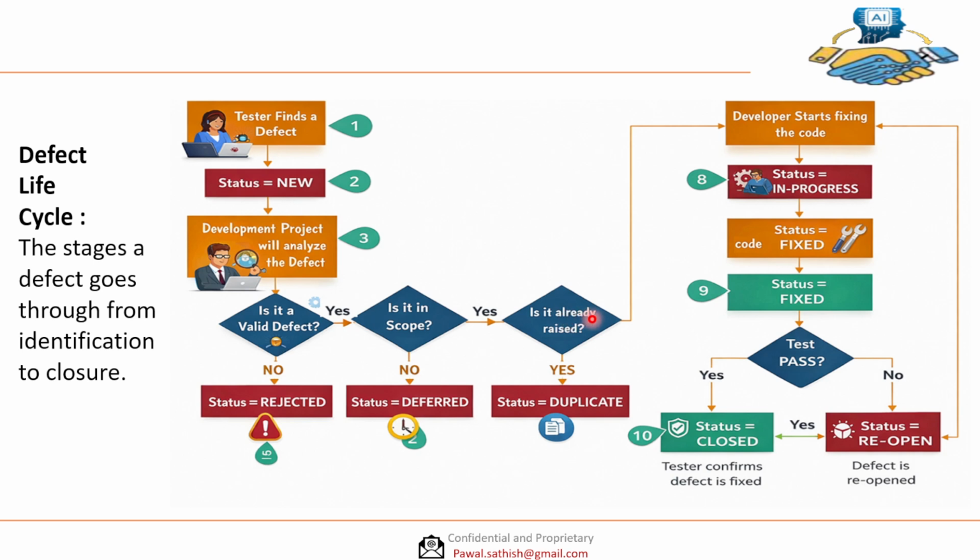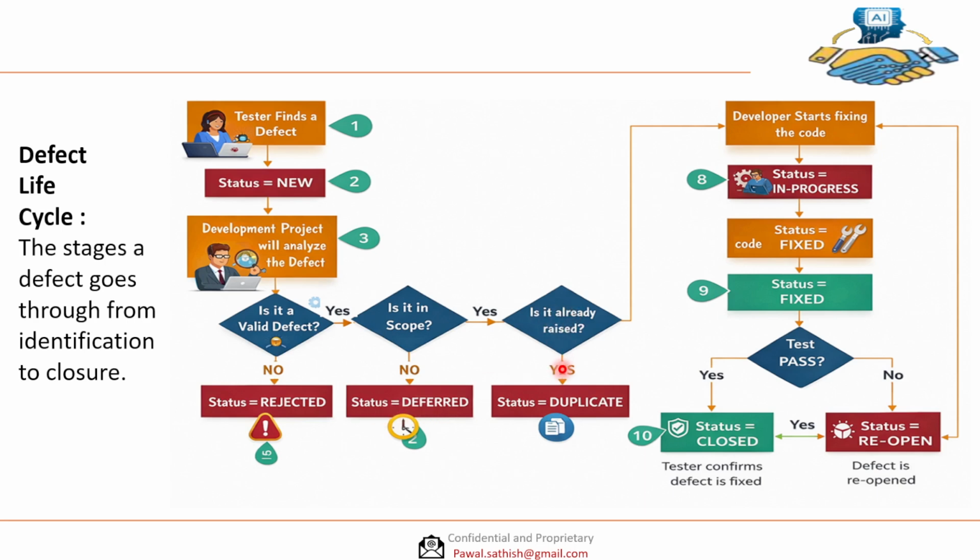If the answer is no, then it's assigned to the dev team. And if the answer to whether it is a valid defect is no, then in the triage meeting the defect status is called rejected. And if it is a valid defect but the answer to whether it is in scope is no, then the status changes to deferred.